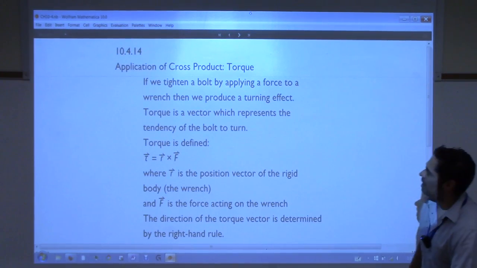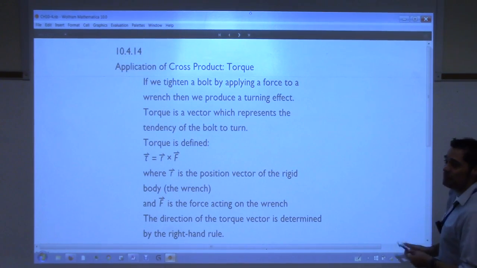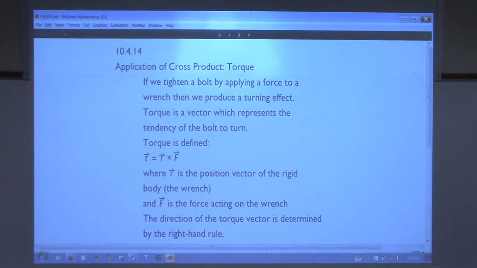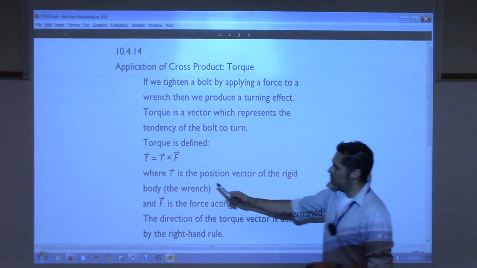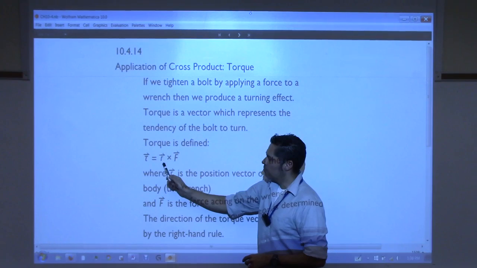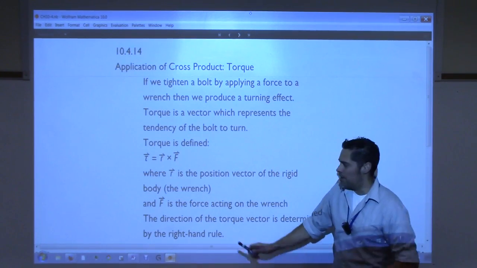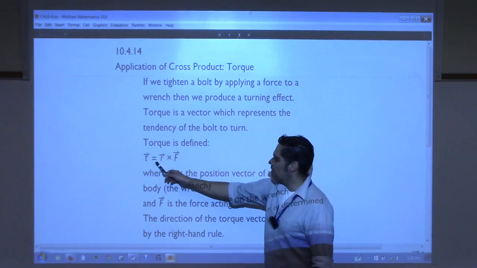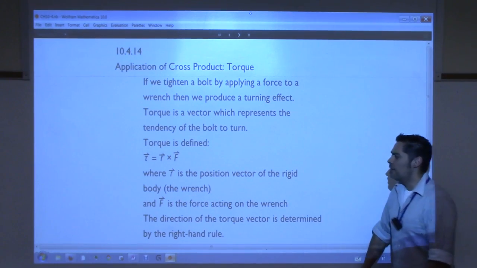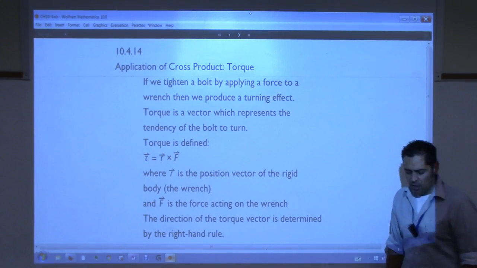All right, so if we tighten a bolt by applying a force to a wrench, then we produce a turning effect. Torque is a vector which represents the tendency of the bolt to turn. Torque is defined to be a vector equals, what is this, tau? Okay, so it doesn't look like the Greek letter there, but that's tau. The vector tau equals the vector r crossed with the vector f, where r is the position vector of the rigid body, the wrench, and f is the force acting on the wrench.